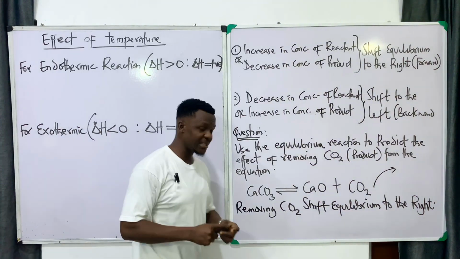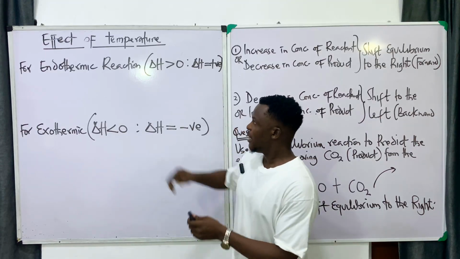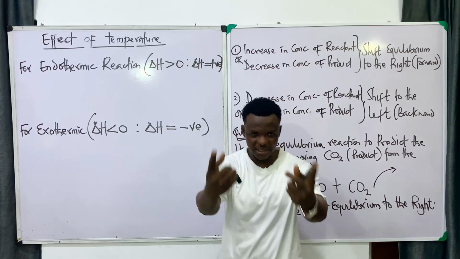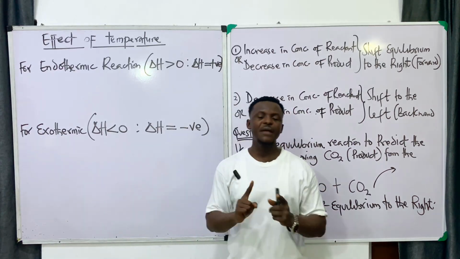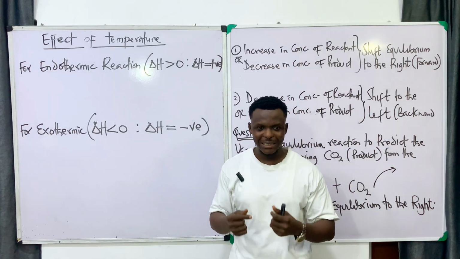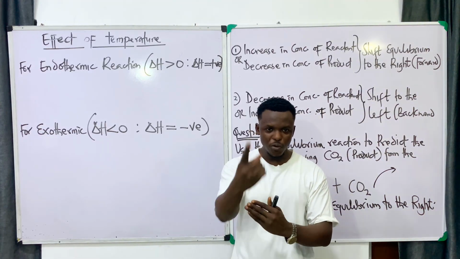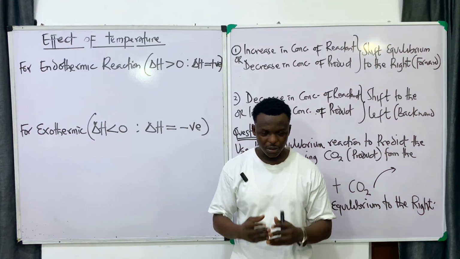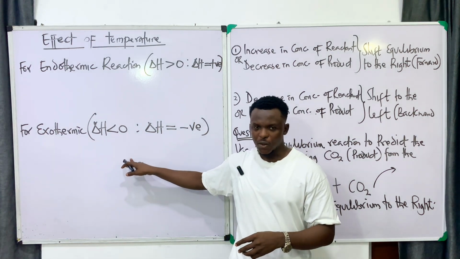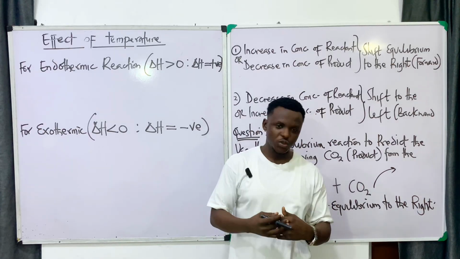Class, listen very carefully. I don't intend to spend so much time. Endothermic reactions are reactions that require heat for them to proceed forward. Every chemical reaction proceeds forward. There is no chemical reaction where you react and it starts going backward. If you react two substances together, they move forward to produce a product. Do you understand? So whether it is exothermic or endothermic, all of them will always go forward. Now, how does temperature affect those reactions?